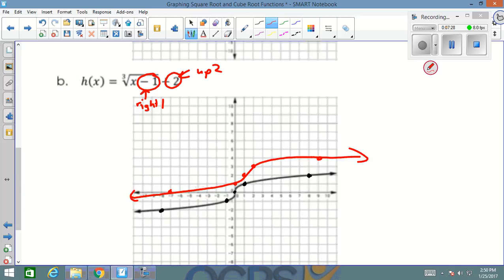Okay. Easy to spot the root here. The root would be at, which is negative, it looks like 7. Okay, domain is all real numbers. Range is all real numbers because it goes differently in both directions. And the y-intercept is 1.